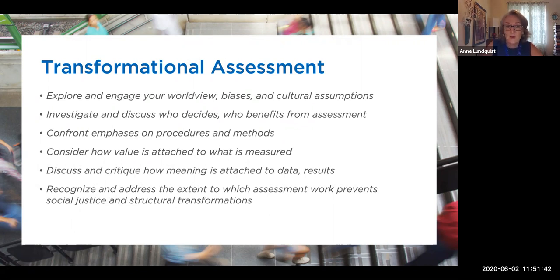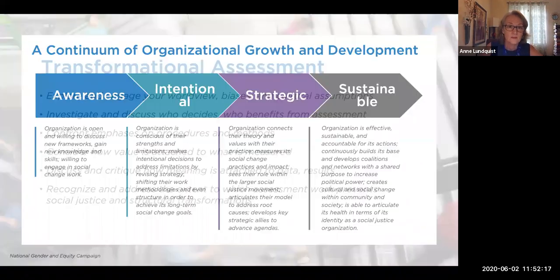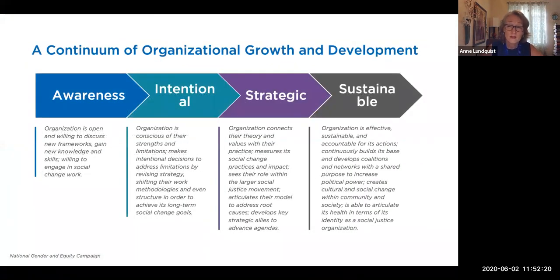Confronting ourselves and probably others in some of those courageous conversations around procedures and methods, considering how value is attached to what is measured and having that conversation, discussing and critiquing how meaning is attached to the data and the results, so that's that analysis piece, and recognizing and addressing the extent to which assessment work prevents social justice and structural transformation. So is the assessment itself actually just shoring up the status quo that is having that negative impact and is not advancing equity? And that's where some of those difficult conversations may have to take place. So that's more of an organizational question.